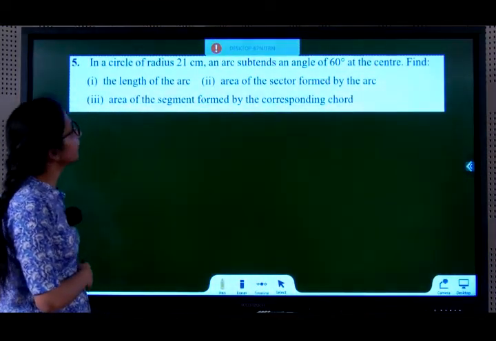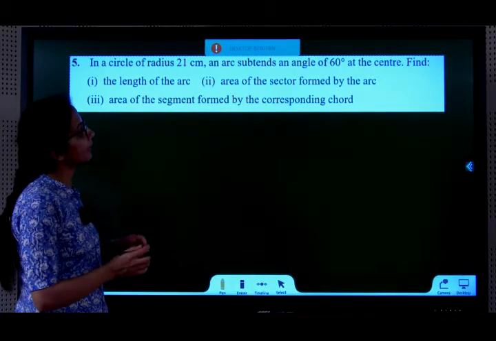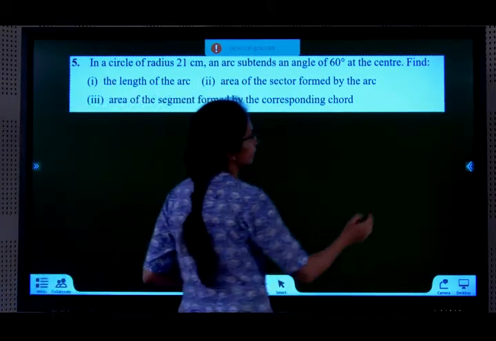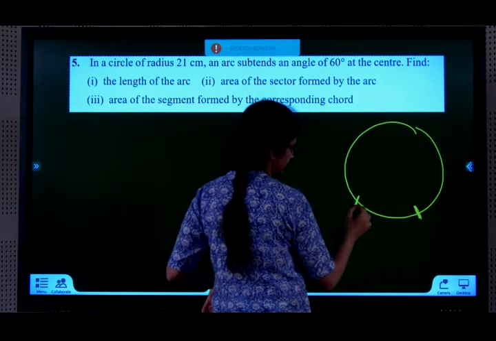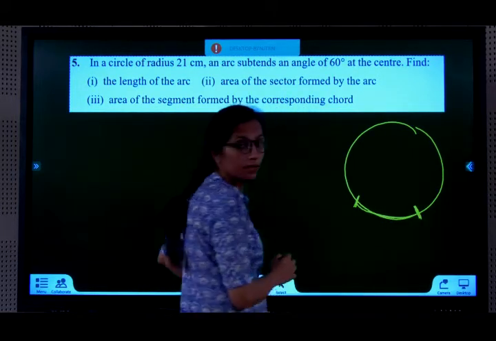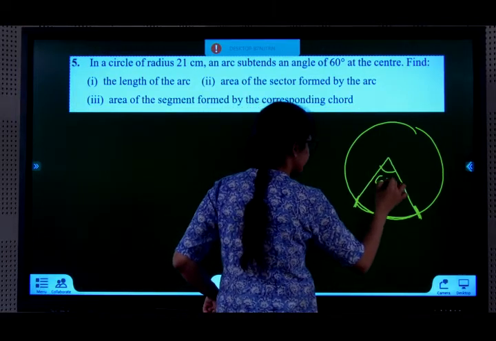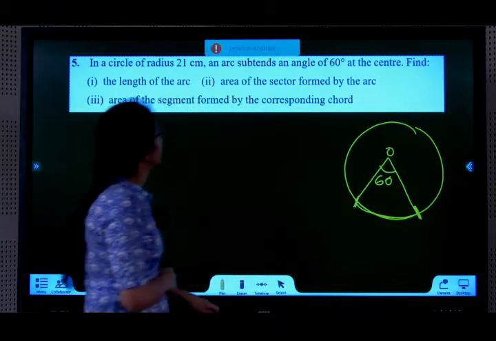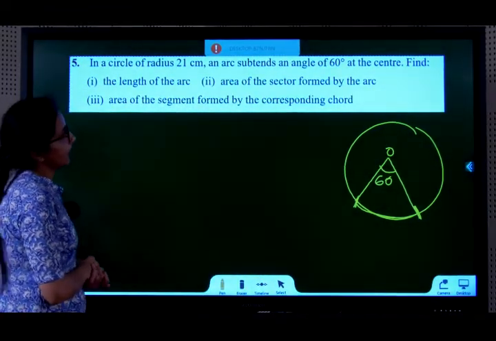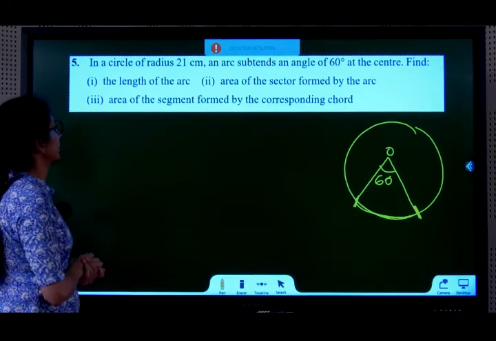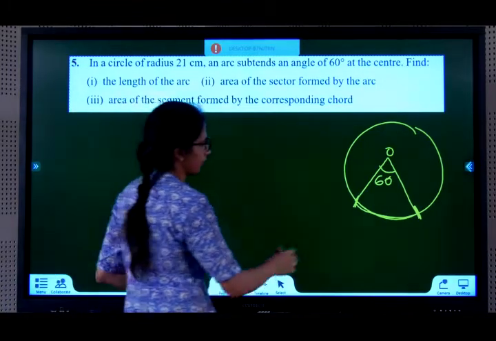Question 5. In a circle of radius 21 centimeters, an arc subtends an angle of 60 degree at the center. So we have a circle, and let's take this as the arc. It subtends an angle of 60 degree at the center. Find the length of the arc.